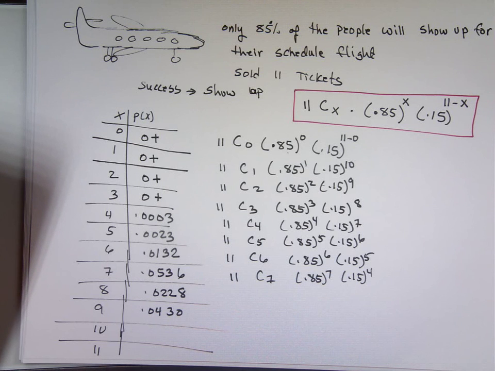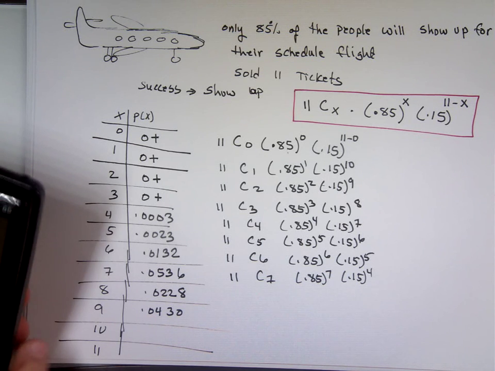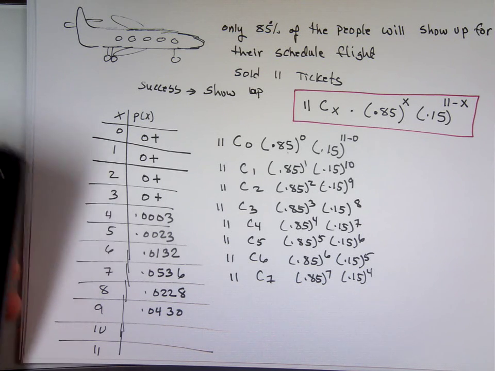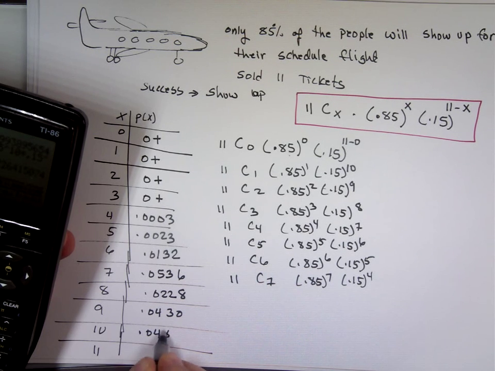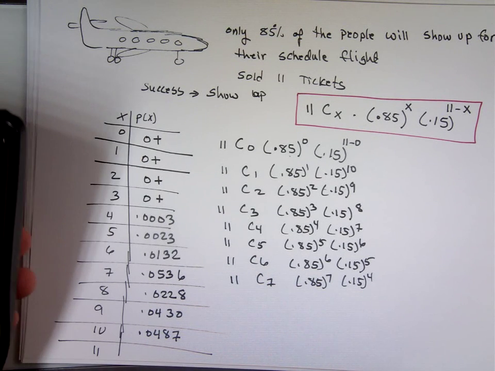Times 0.15 to the power of 2. I got 0.0487. And for 11, what do we have?